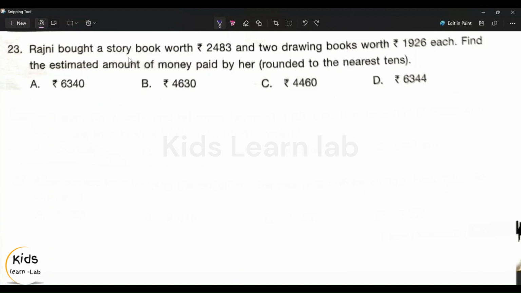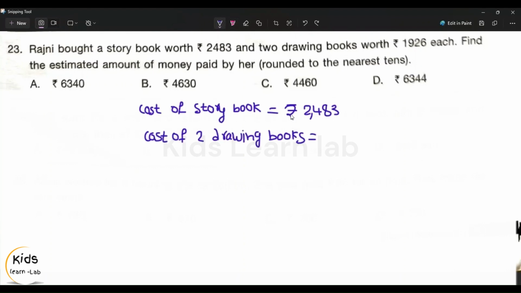23rd question. Rajni bought a storybook worth rupees 2,483 and 2 drawing books worth rupees 1,926 each. Find the estimated amount of money paid by her rounded off to the nearest tens. Cost of storybook is equal to rupees 2,483. Cost of 2 drawing books is equal to how much? So here one drawing book cost is given as 1,926.